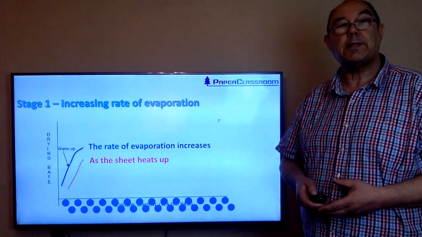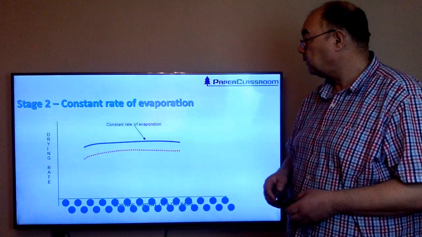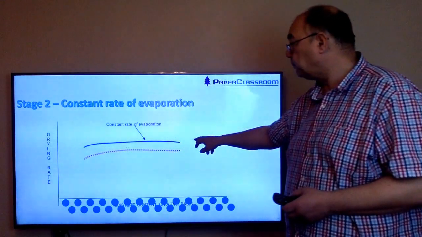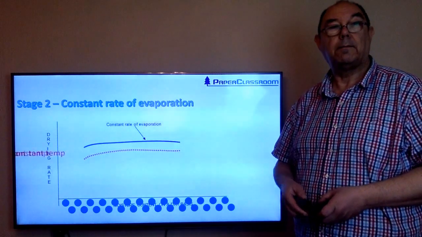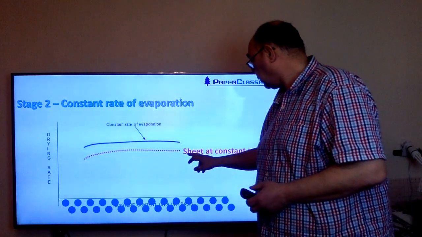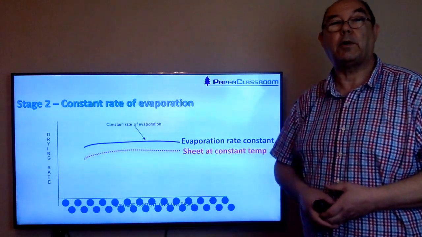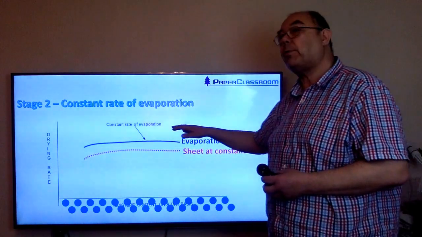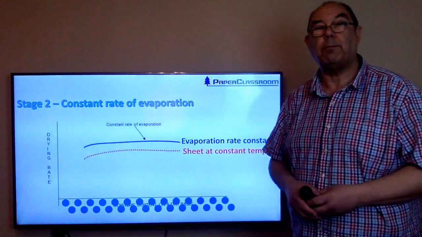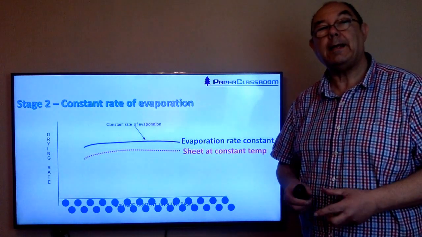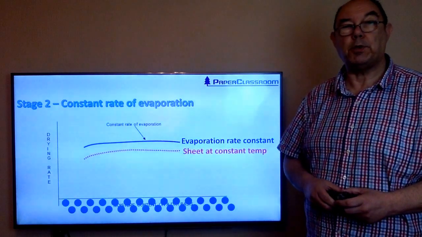If we now move on to the second stage, interesting, constant rate of evaporation. The sheet is at constant temperature, and that's why we have a constant rate of evaporation. So evaporation rate is proportional to temperature. The big question is, why is the sheet at constant temperature?